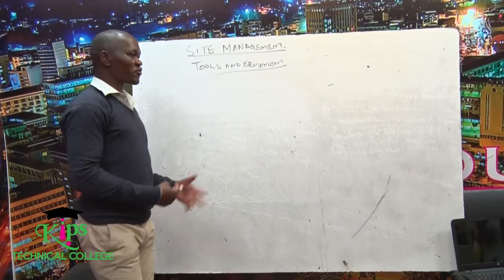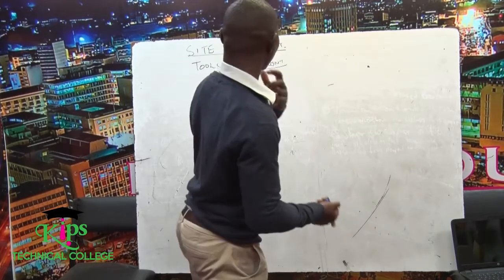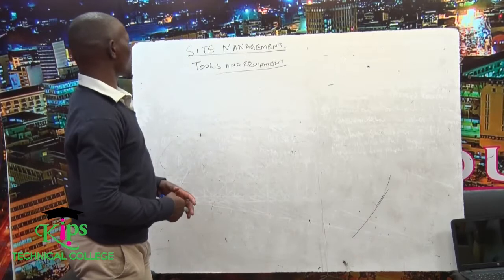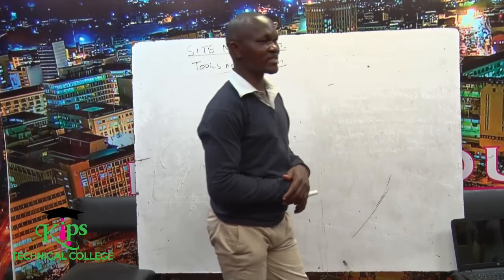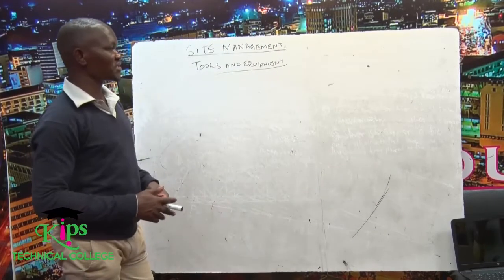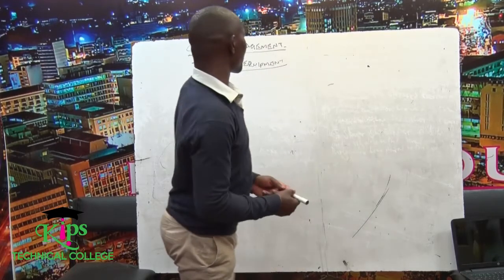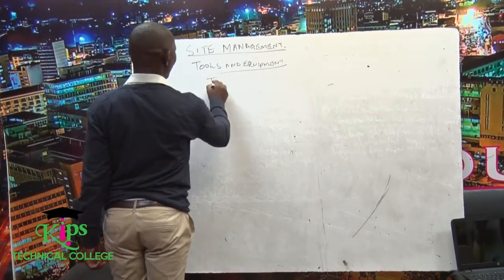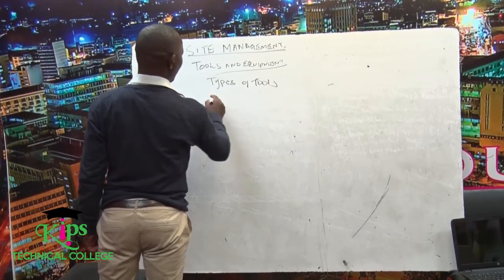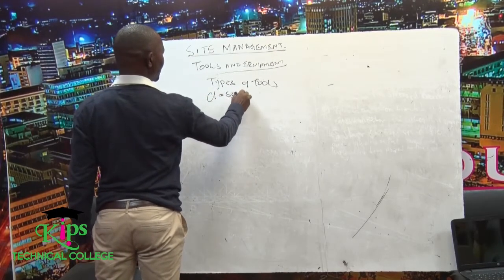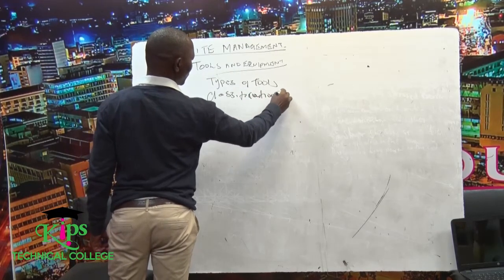The previous class we talked about materials control, but now in this class we want to talk about tools and equipment. As you know, we have various types of tools ranging from cutting tools, sharpening tools, and any other. In this topic, we are required to talk about types of tools, classifications of tools.